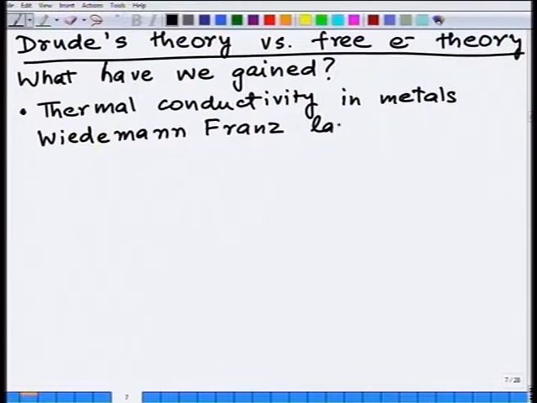Let me try to show you what we have gained. Remember, thermal conduction in metals occurs by the same process by which electrical conduction occurs. That means the mechanism by which heat is transported, remember we said electrons arrive at local thermal equilibrium. So if electrons are moving around due to an electric field, that gives you current. But this motion of electrons also carries heat. So the thermal conduction in metal also happens through this exact same motion of electrons.